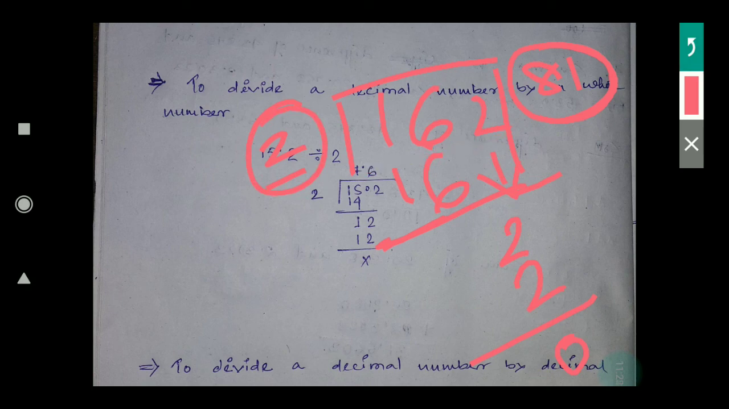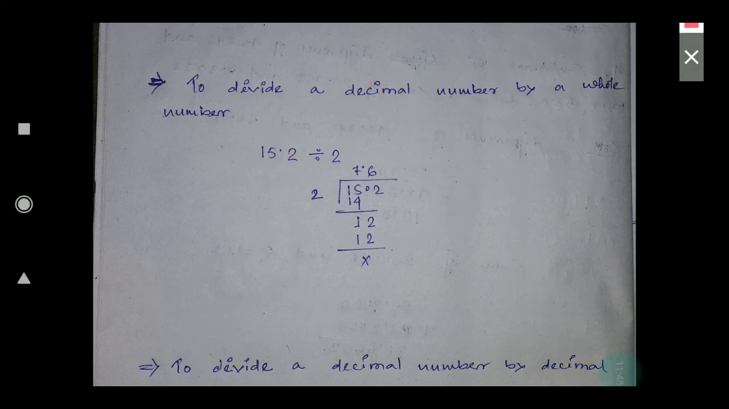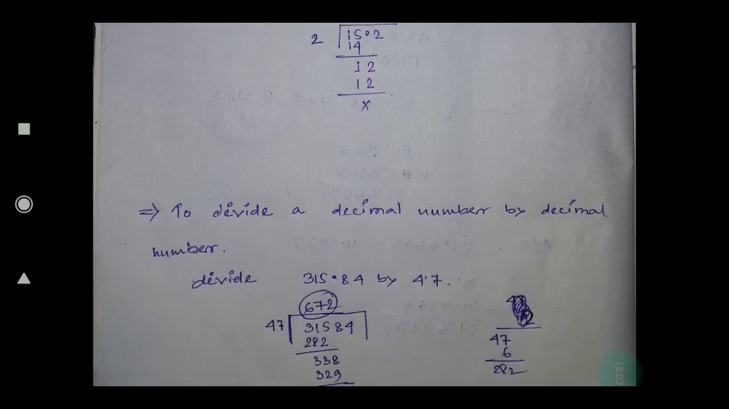But in this question it is not given as 162. In the question it is given as 16.2. So in the question it is given 1 decimal place, so the answer will also be in 1 decimal place. That means the answer will be 8.1. This will be your quotient. That means first of all you have to proceed with the whole number divide method. Then after you have to adjust the decimal point according to the number of decimal places given in the dividend.